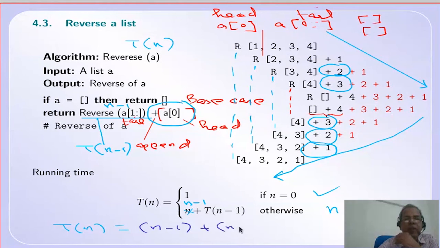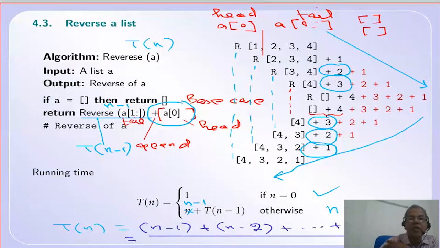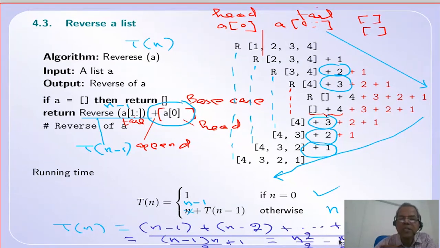N minus 1, n minus 2, and so on, plus 1. I don't know whether you get one more 1. Doesn't matter. Suppose you consider the whole thing, it will be n minus 1 times n by 2 plus 1. This would be n squared by 2 minus n by 2 plus 1. Generally, I will ignore these smaller terms and ignore this factor, and you will say this is big O of n squared.